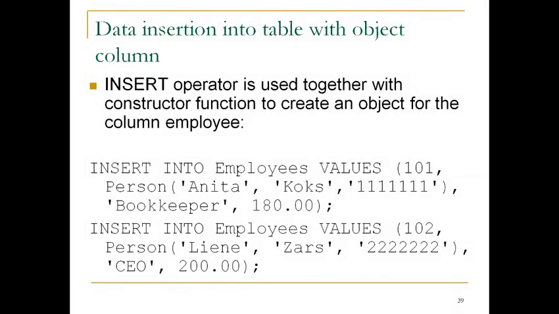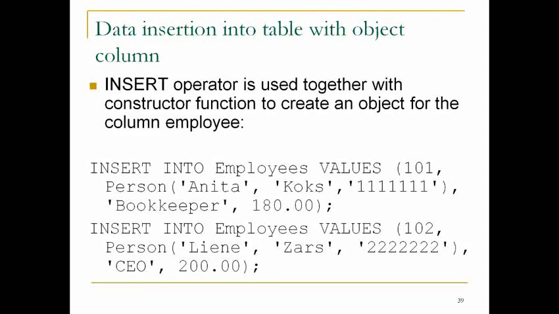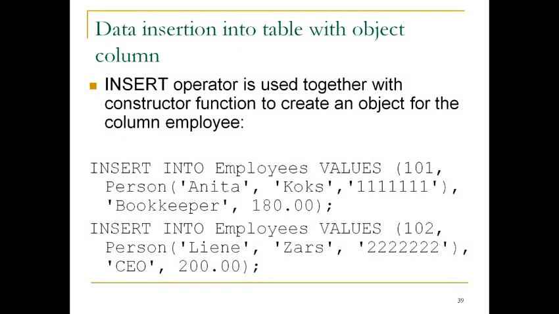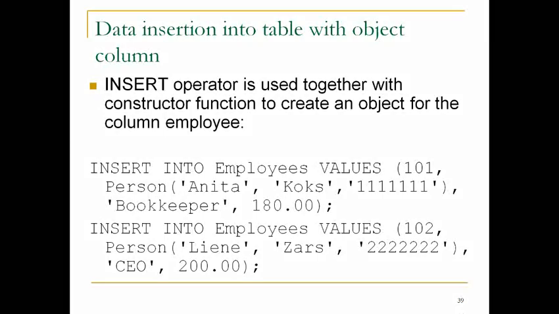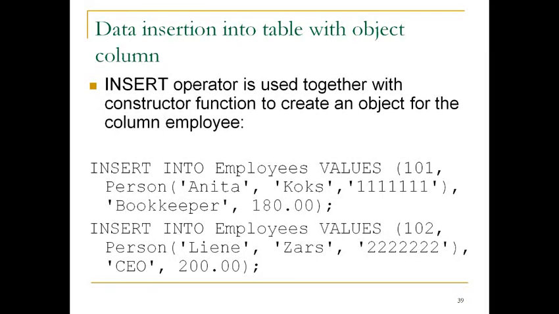Again, about how we can insert data, it can again be done with a constructor function. We do the insertion like in the relational table. We give an ID. We give this object created by the constructor function person with name, surname, and phone number, and position and salary go after this object. The constructor function is ended with these brackets.